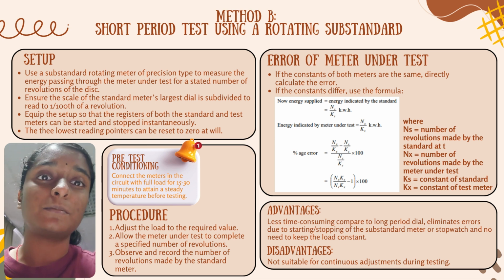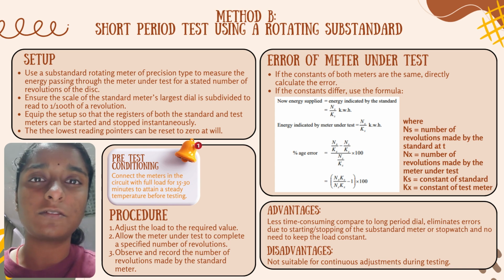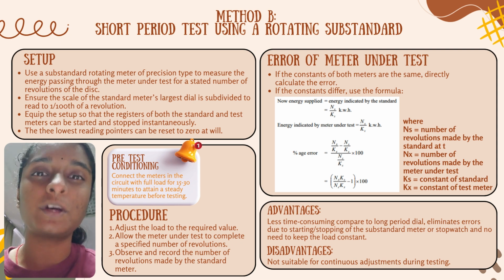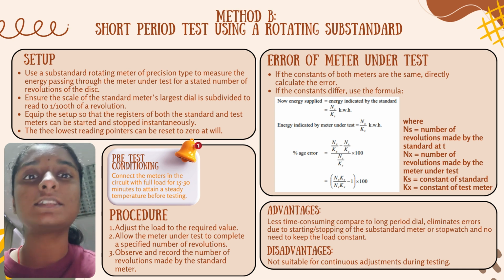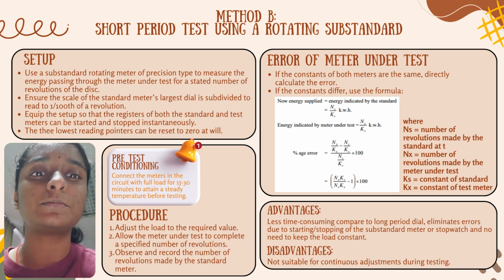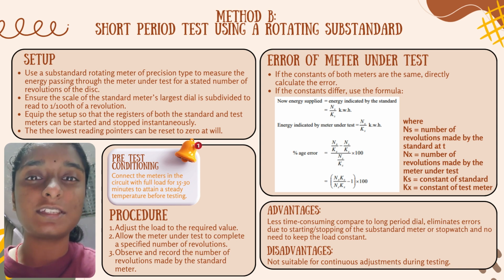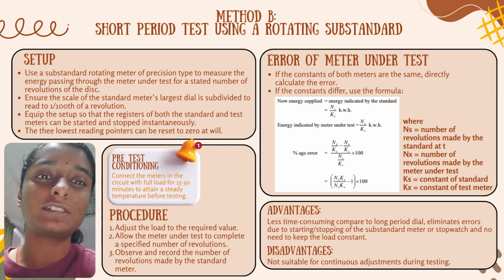To calculate the error of the meter under test, if the constants of both meters are the same, you don't have to change anything. If the constants differ, use the formula as stated here according to what values changed. The advantage is it's less time consuming compared to the previous method because it eliminates error due to starting and stopping of the substandard meter or stopwatch, and no need to keep the load constant, it can vary. And for the disadvantage, it's not suitable for continuous adjustment during testing.